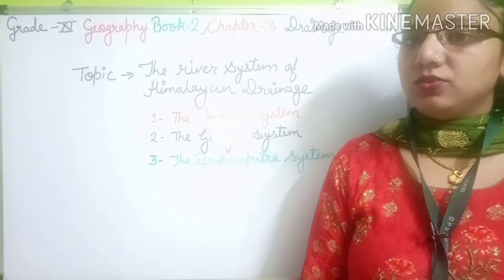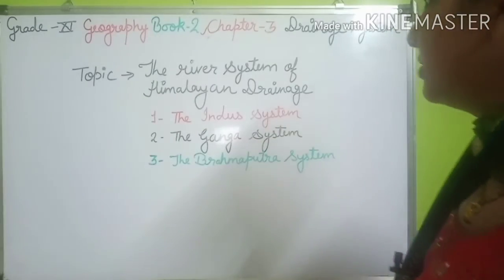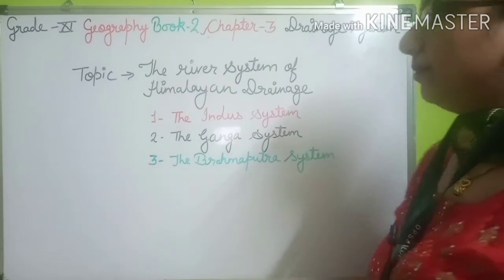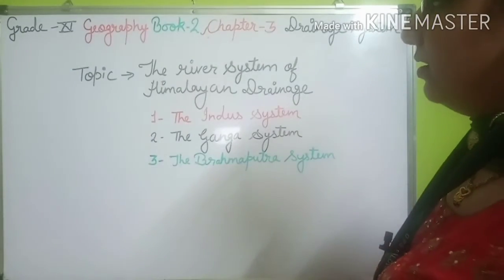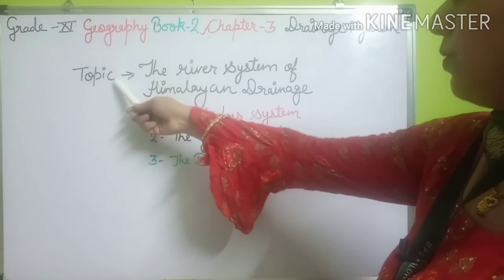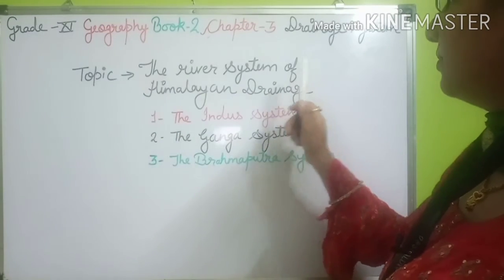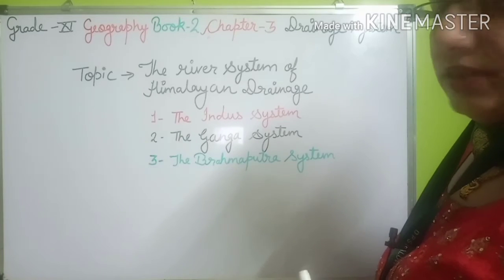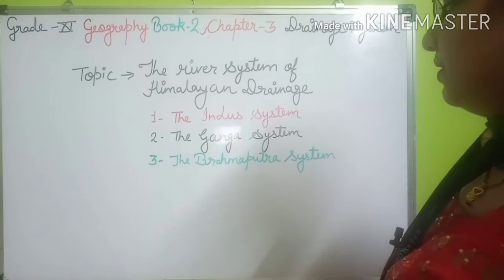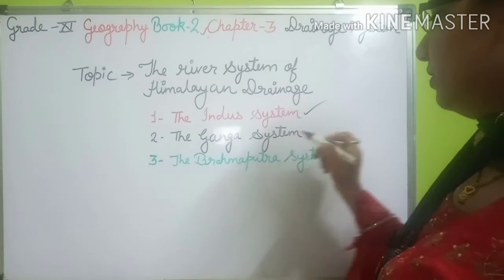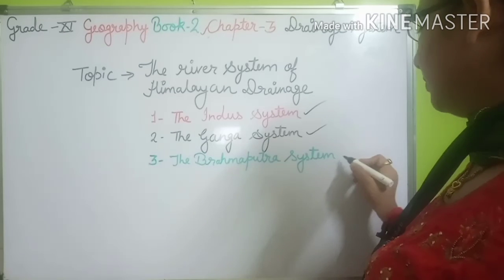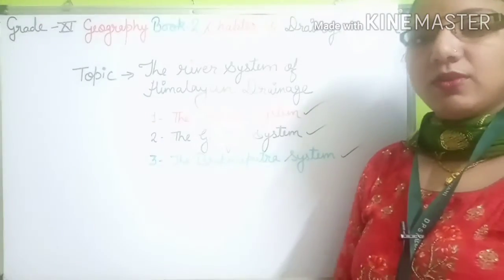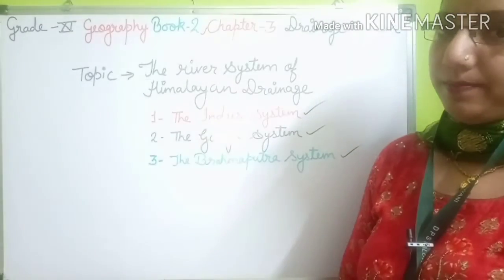So students, today we are going to study chapter 3, part 2. Chapter 3 is the drainage system, in which today we will study the following topics. The topic is the river system of Himalayan drainage, in which today we will cover three subtopics. Number 1, the Indus system. Number 2, the Ganga system. And number 3, the Brahmaputra system. So students, we will cover these three subtopics with the help of a map.